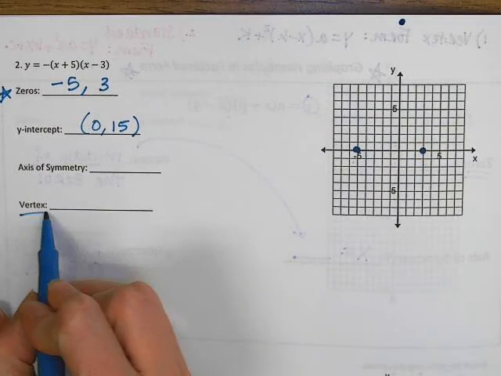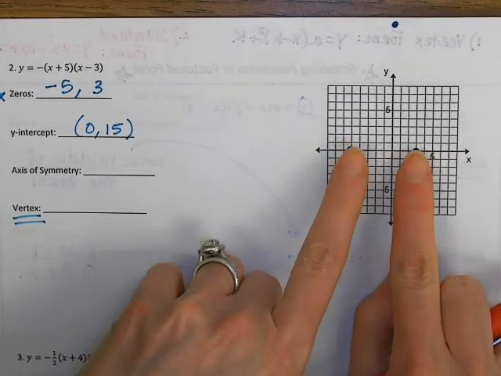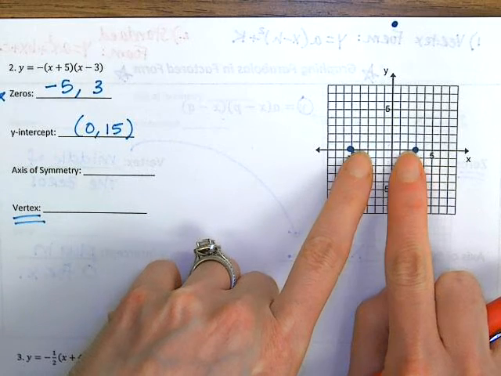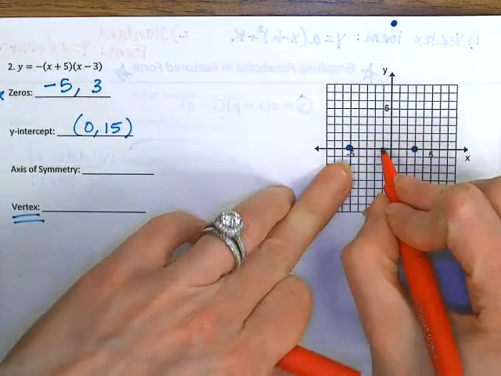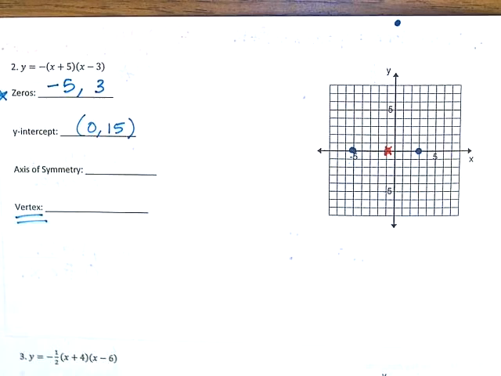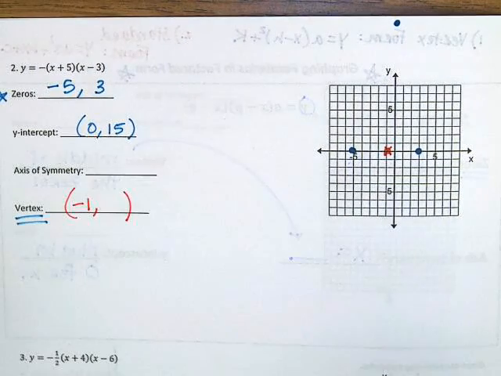Okay, the vertex. We got to find the halfway point between the zeros. So what point is right in the middle of negative 5 and 3? So if we inch our way in, oh my gosh, it's at negative 1 again, right? Oh, I'll put a little x. Okay, so the vertex is at negative 1 comma something.